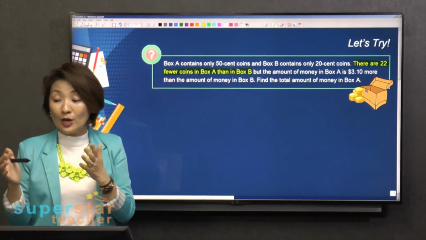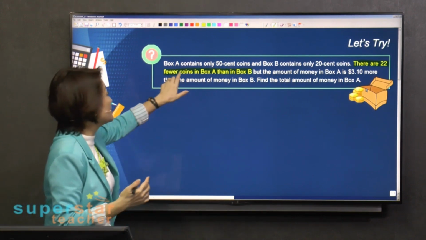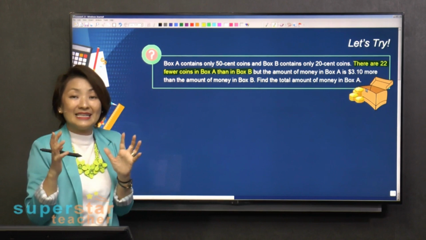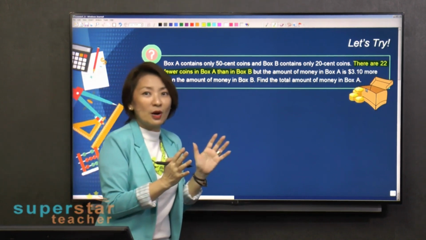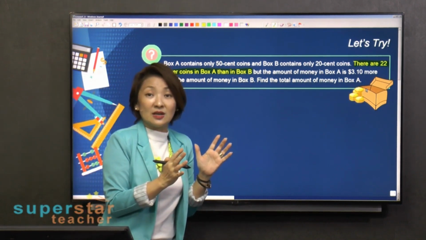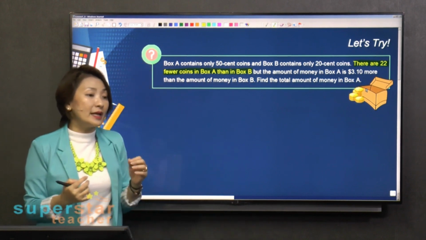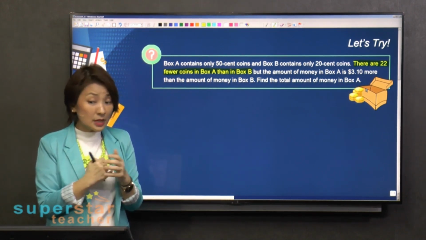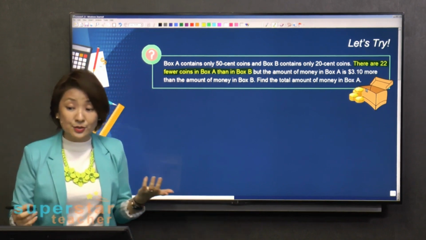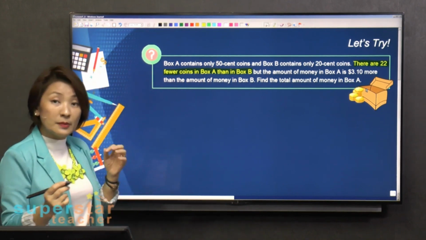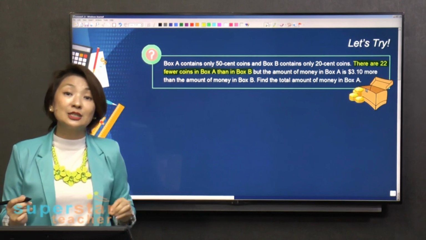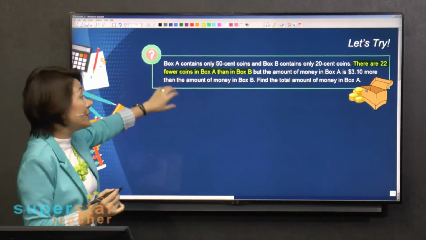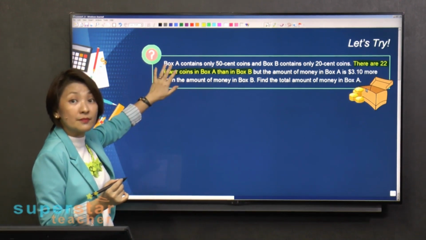So for me, when I look at a question like this and I see this fewer than, more than, my instinct tells me to go draw a model and try and figure something out. But there are some of you who will think, no, I still want to try guess and check. Is it possible? Now let me show it to you. Remember how I told you that when you're doing guess and check, you need to have a total? And obviously in this question, you don't have a total.